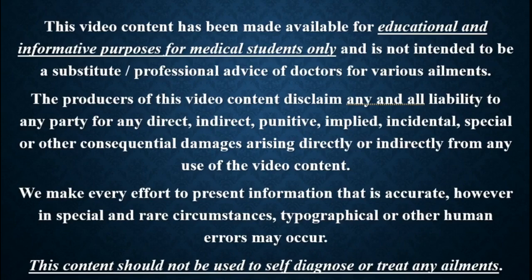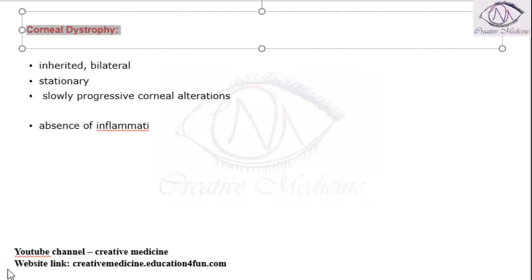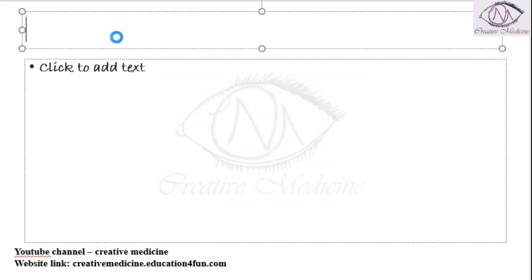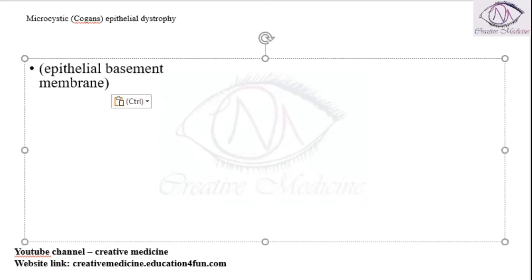In this lecture, we will learn about microcystic Cogan's epithelial dystrophy. Here, the dystrophy is mainly present in the epithelium, and the epithelial basement membrane is defective.